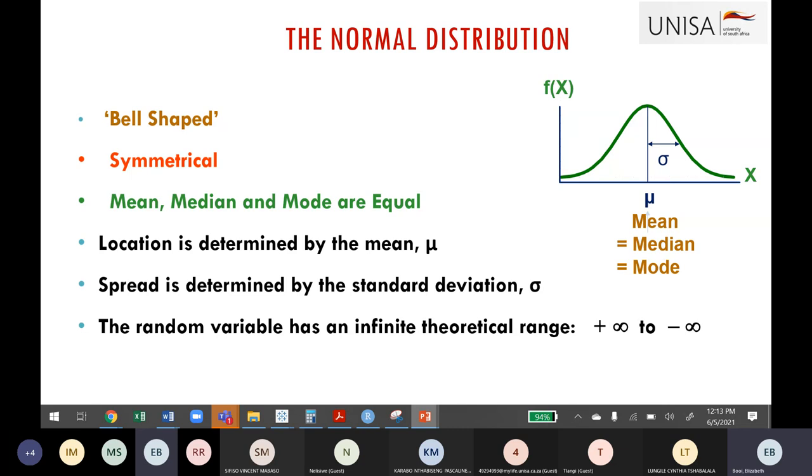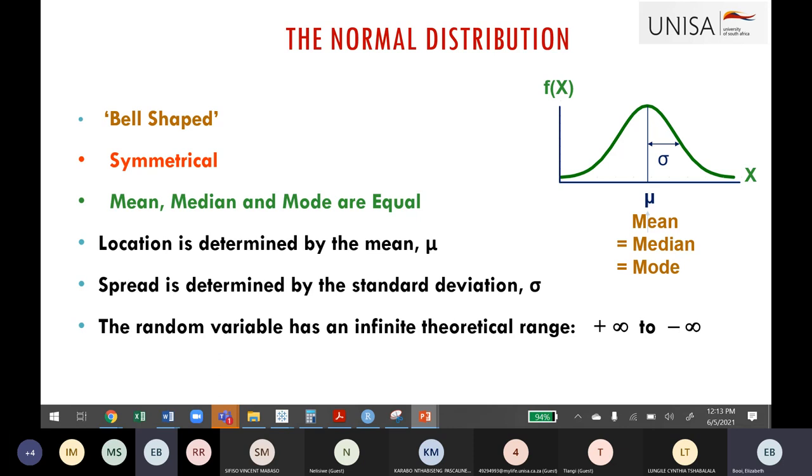And what we have learned also is that with normal distribution, your mean will give you the location of your data around the mean, and the standard deviation will give you the spread of your data across the mean as well. And we also learned that with a normal distribution, the random variable has an infinite range, which starts from positive infinity to negative infinity, and we know that the normal distribution graph will never ever touch the x-axis.